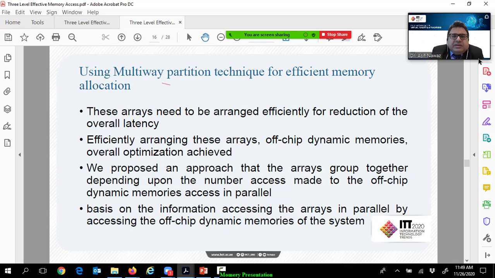So again, with the multi-way partition technique, the arrays are arranged efficiently for the reduction of the overall latency, and by efficiently arranging these arrays, we optimize this. In this approach, arrays are grouped together depending upon the number of accesses made to the off-chip memory. So we group the delays. For similar tasks, we group those delays and we group those arrays and then do the tasking, and we have the visibility of the empty slots in that, and we use that. And the basis of information access in the arrays is parallel.